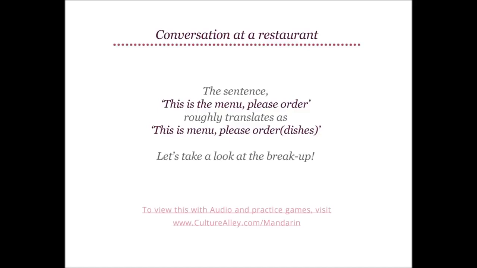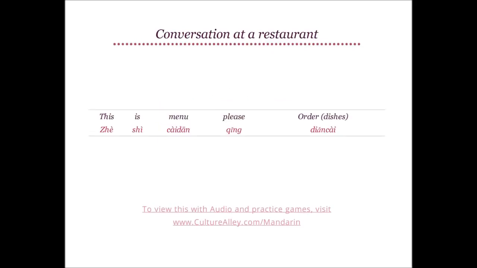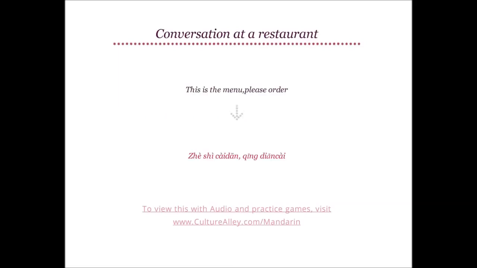Note that for ordering in general, the word used is 订购. Let's take a look at the breakup. This translates to 这, while is becomes 是. Similarly, menu is 菜单, and please becomes 请. Finally, order dishes becomes 点菜. Thus, this is the menu, please order becomes 这是菜单，请点菜.